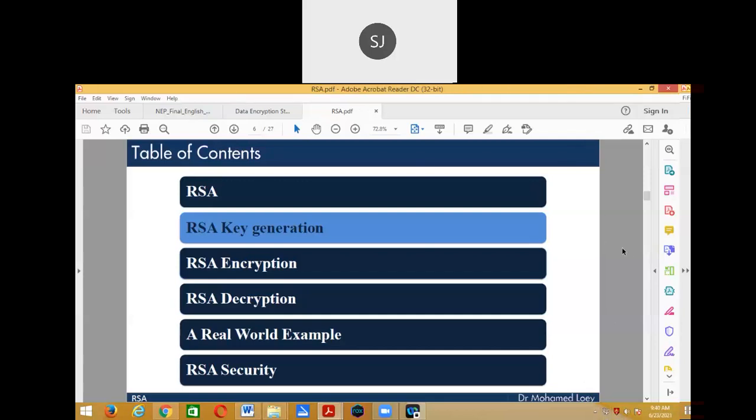The key on the receiver side and the sender side will be the same. Good, good. So that means the encryption key and the decryption key are one and the same. The key with which the sender encrypts, using the same key, the receiver decrypts it.